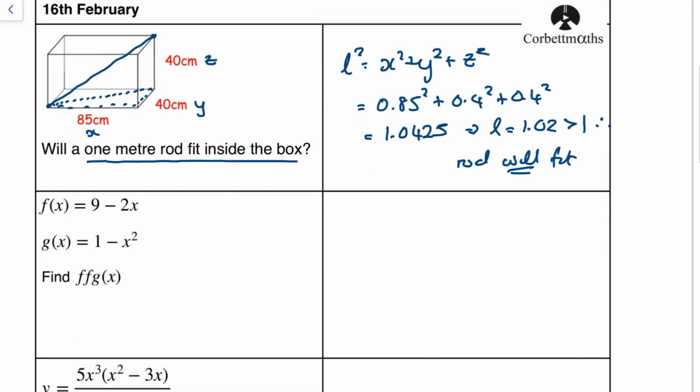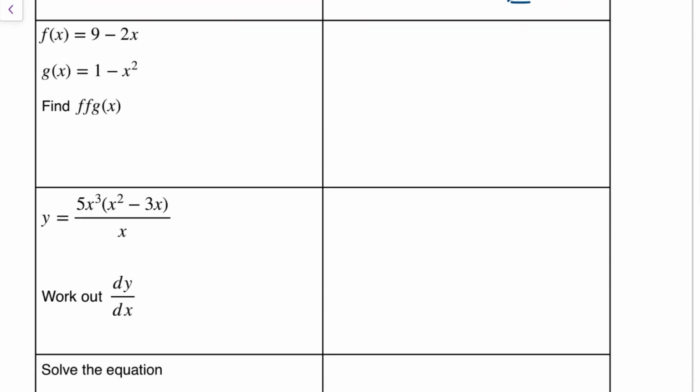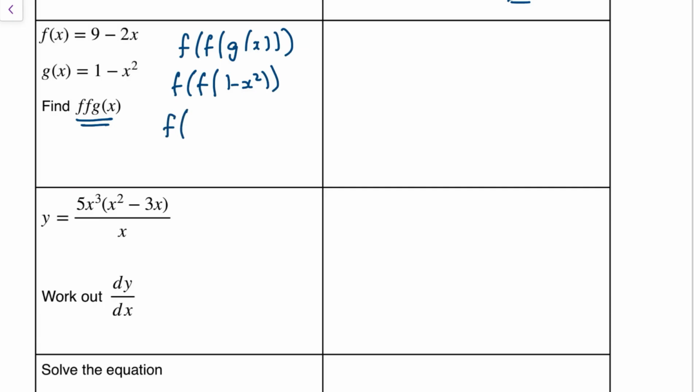Good question. Next one. Functions. Everyone dislikes functions, so it's always good to practice these. It says find f of g of x. Okay, fine. Now, remember, that means find f of g of x. So g of x is 1 minus x squared, so I'm going to do f of 1 minus x squared. So I'm going to do f of 9 minus 2 times 1 minus x squared.